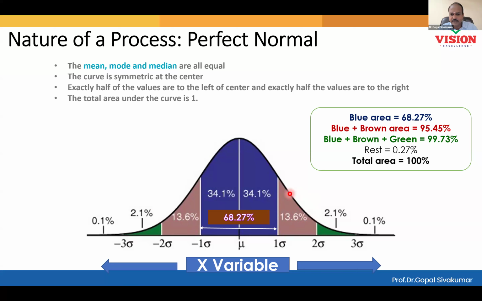The brown color area, this area is 13.6. This green color area is 2.1. Where do you want your process to operate? Where do you want to see your control limit, or where do you want to see your specification limit? This is how any process can be described.